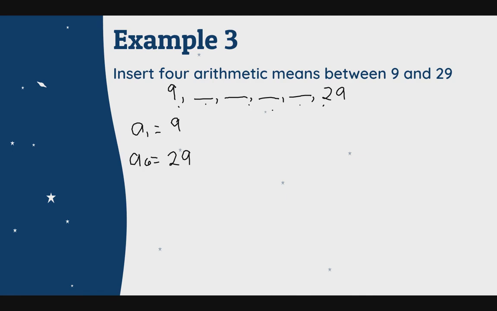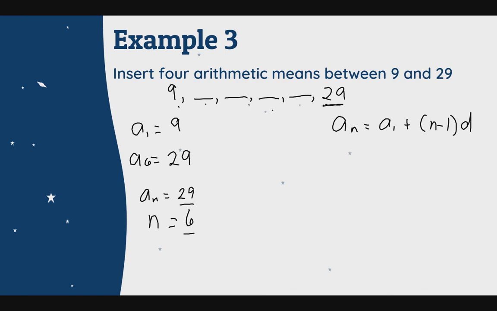Now we have to find the second to fifth term. To find the second to fifth term, we can use the formula or the equation of the general term, which is a sub n equal to a sub 1 plus quantity n minus 1 times d. So first, let's look for a sub n. A sub n can be the last term, which is 29. So a sub n is 29. Therefore, if a sub n is 29, n is 6, because 29 is the sixth term.